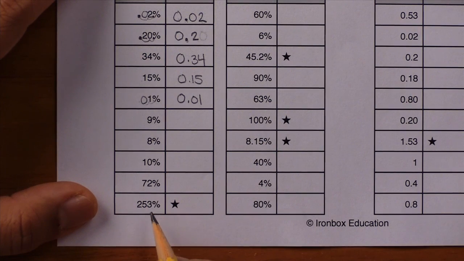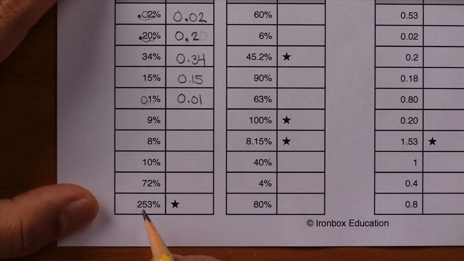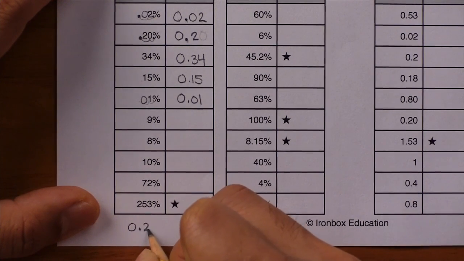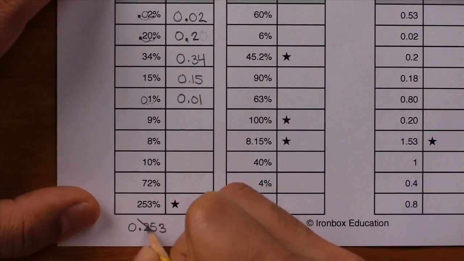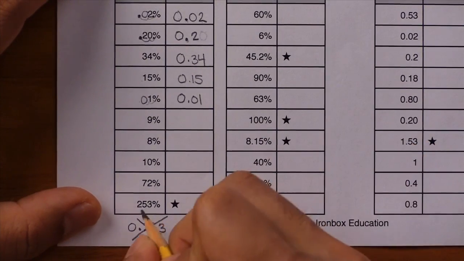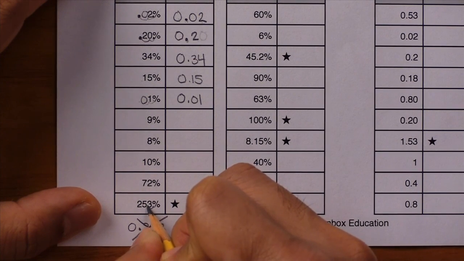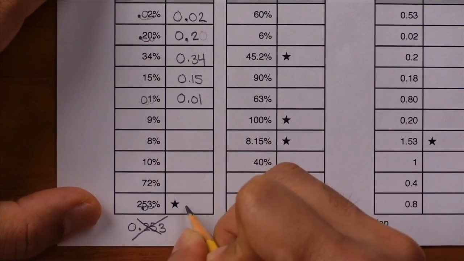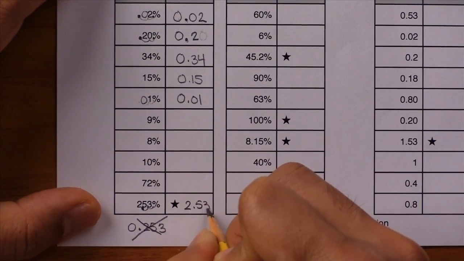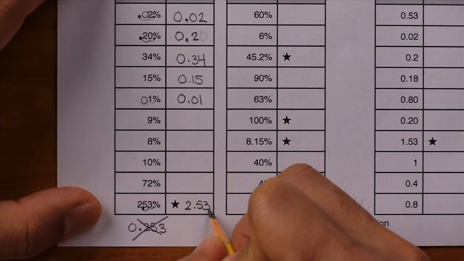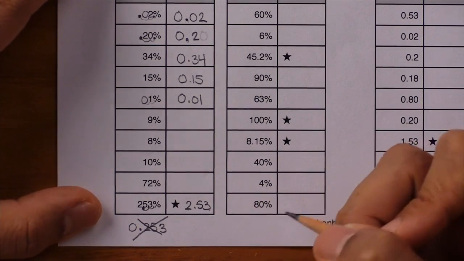Let's look at a couple of the starred examples. Here we have 253%, and a common mistake that students will make is they'll write 0.253, which is incorrect. They still have to move the decimal point 2 places to the left. So start here, go 1, 2, and here it's 2.53, or 2 and 53 hundredths. One more example.